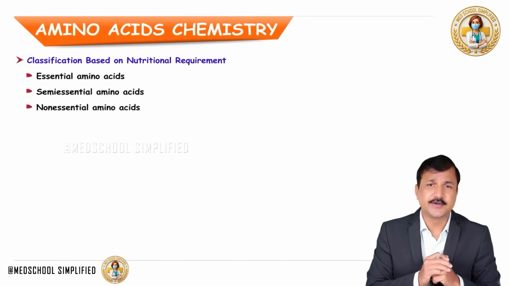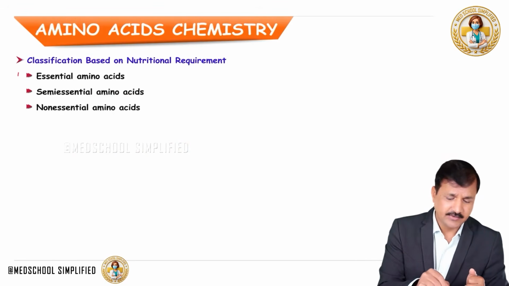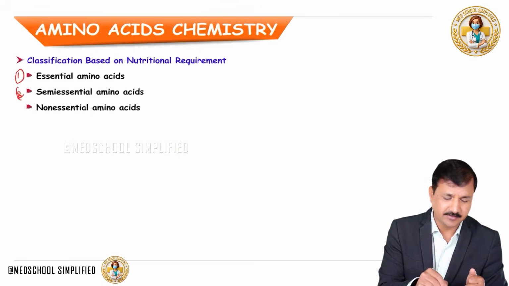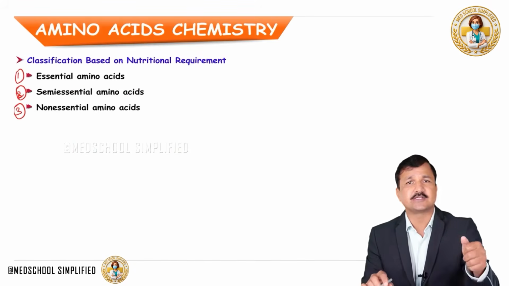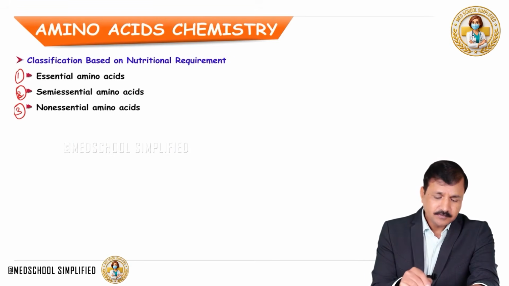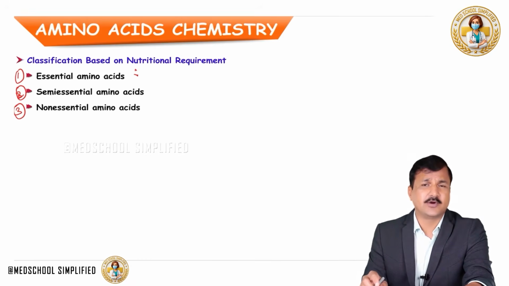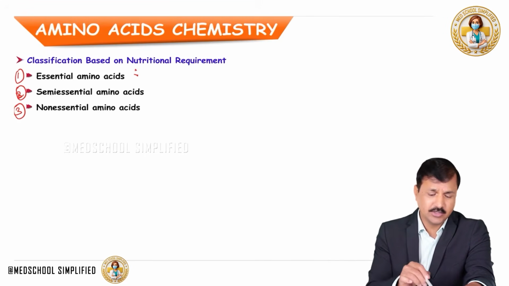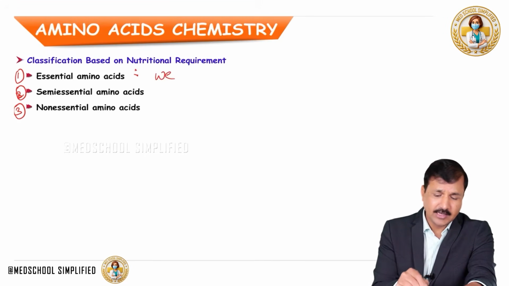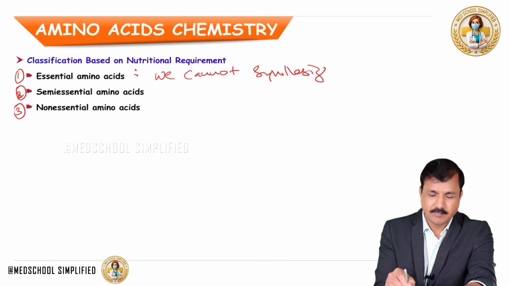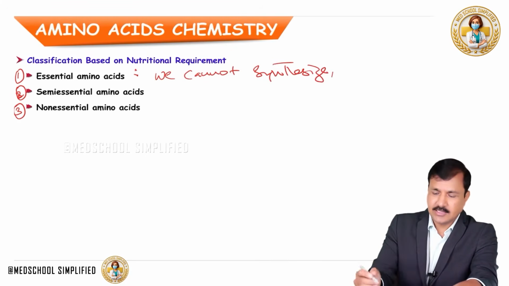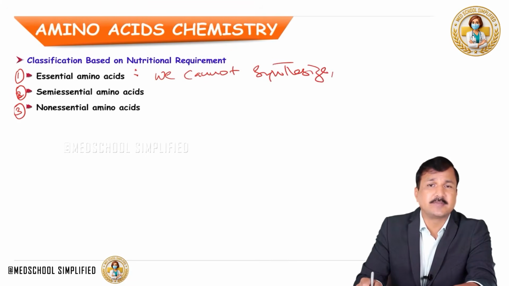So here is the nutritional classification of amino acids. We have essential amino acids, semi-essential amino acids and non-essential amino acids. Okay, so essential amino acids are the ones that are absolutely necessary for our body and they should be taken in the diet because we cannot synthesize them in our body, simply because we don't have any enzymes to synthesize essential amino acids. We need to take them in our diet.